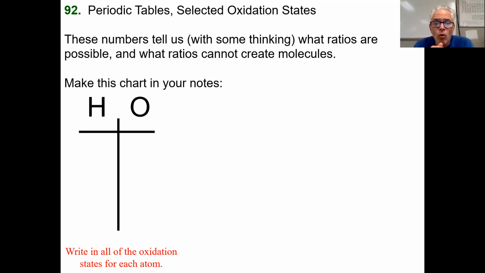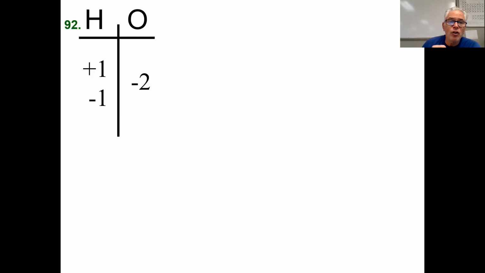Let's just do this. We're going to write down all of the oxidation states for hydrogen and oxygen. If you look in the H box, hydrogen can make a positive 1 and a negative 1. And oxygen only makes a negative 2. When oxygen makes an anion, it makes a negative 2. It's not an anion here. This is a molecular compound we're working on.